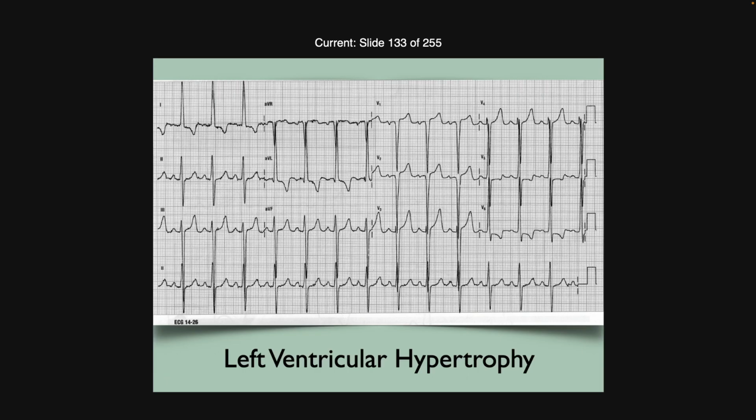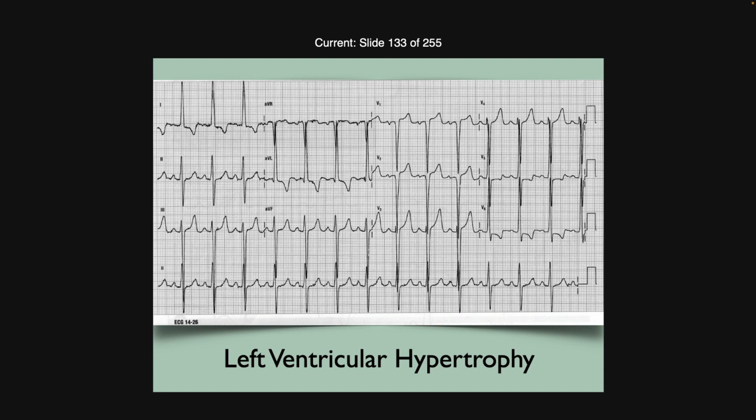So this is left ventricular hypertrophy. This is a good example. Remember that one where you asked, what's that stalactite hanging down? That was left ventricular hypertrophy, and you can see why. Look at how huge these amplitudes are. This one almost is a neon light flashing left ventricular hypertrophy, and we'll learn about how to determine it later.